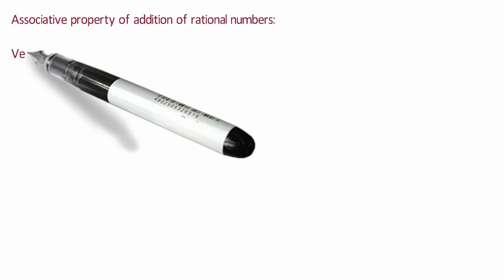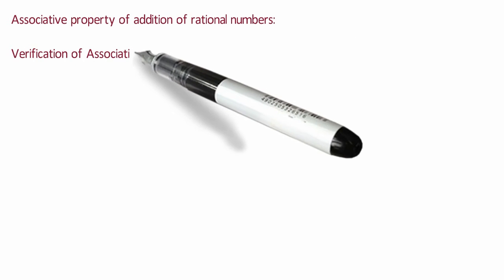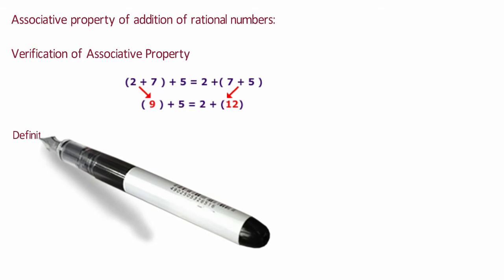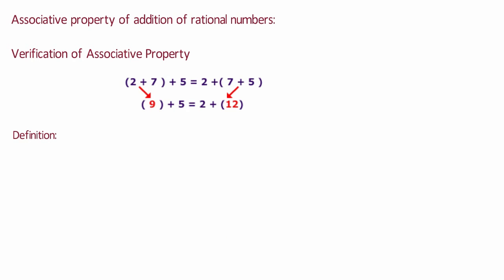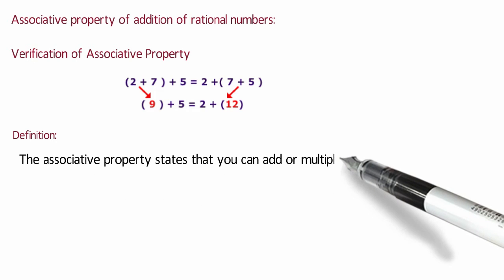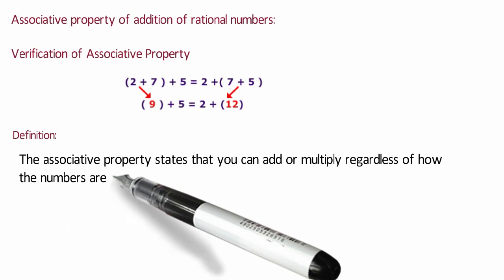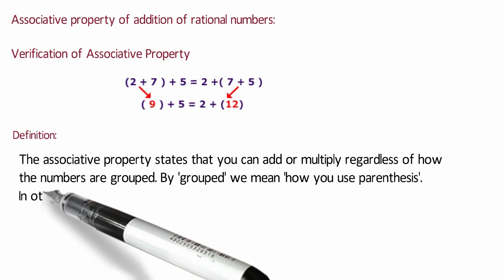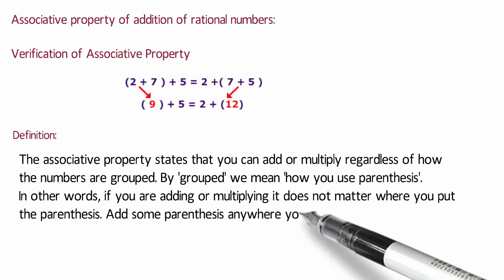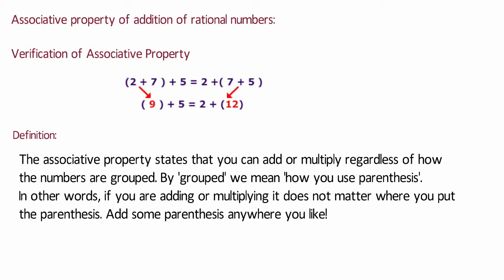Associative property of addition of rational numbers. Verification of associative property. Definition. The associative property states that you can add or multiply regardless of how the numbers are grouped. By grouped we mean how you use parentheses. Add some parentheses anywhere you like.